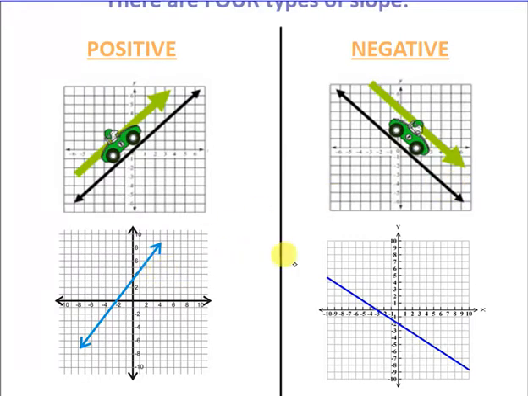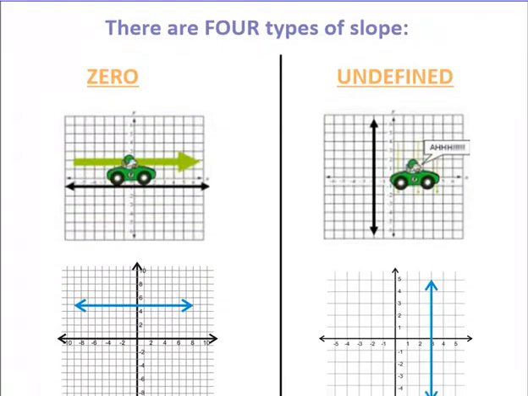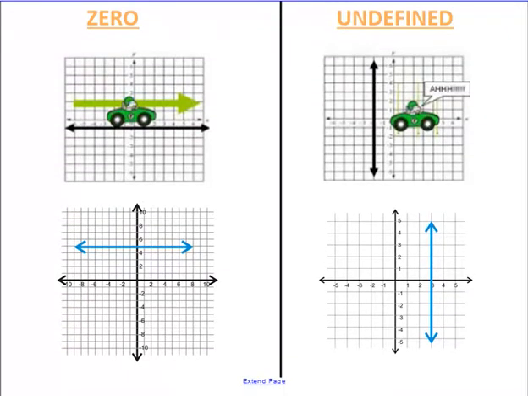Now with both of these, I have a graph without a car below so that you can see what it would look like in a real situation. Okay, now positive and negative slope are 2 of the most common types of slope that you're going to encounter. But there's 2 other types of slope that we're going to talk about. There's zero slope and undefined.